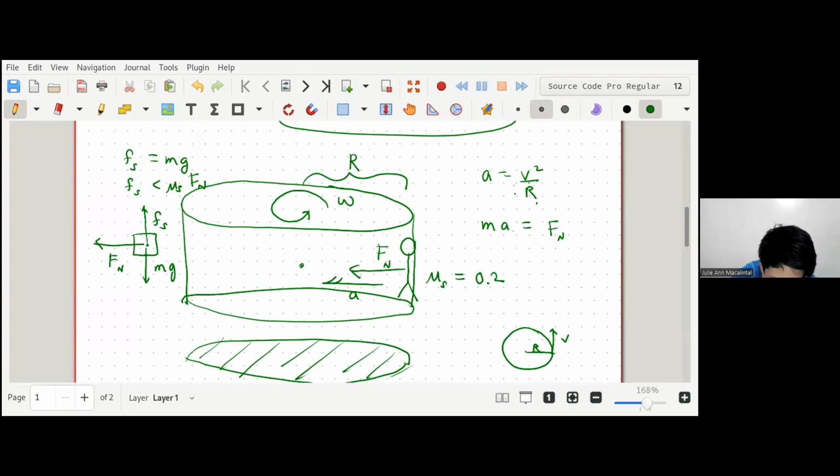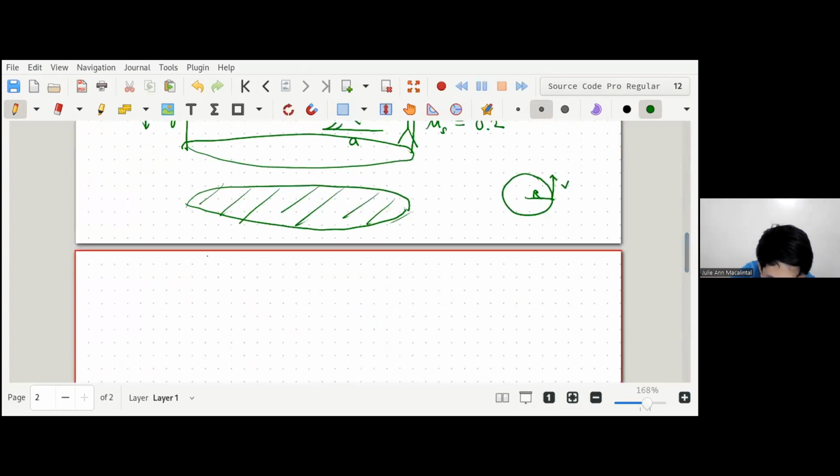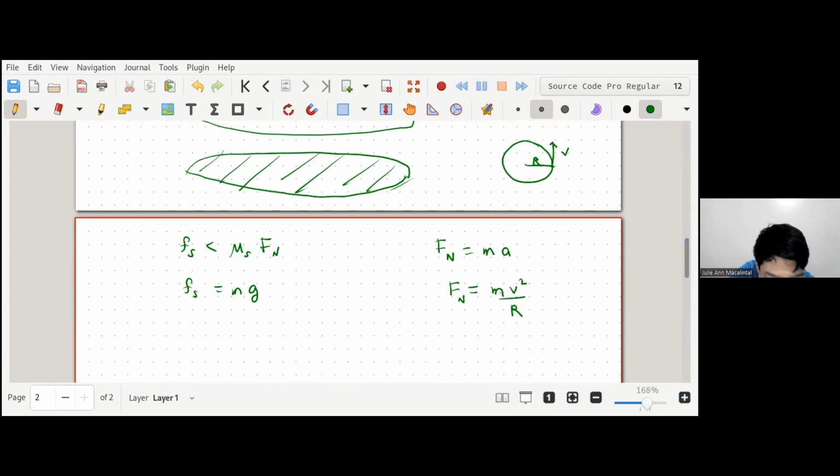So, if Fn is MA, Fs must be less than mu s Fn. Fs is equal to mg kung static equilibrium, kung walang sliding, tapos Fn is equal to ma. Pero for uniform circular motion, ano yung a? Diba it's going to be v squared over r, so yung condition makukuha natin: static friction must be less than mu s times m v squared over r.